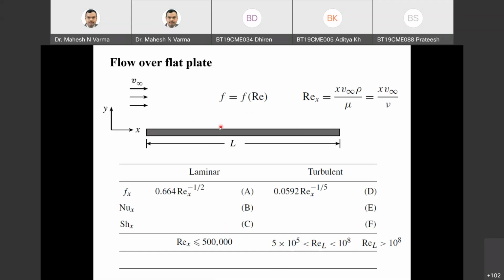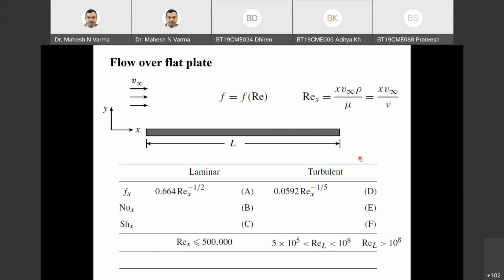And if Re_L, the maximum value of Reynolds number, is between 500,000 and 10 raised to 8, this is called transient flow. Then both will have an effect, laminar as well as turbulent. You need to consider how much is laminar flow and how much is turbulent flow. So this is also a new thing over a flat plate: both flows can coexist over a flat plate.